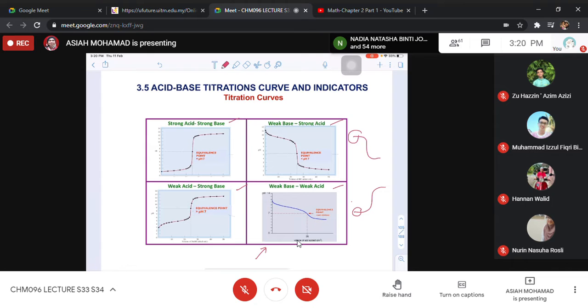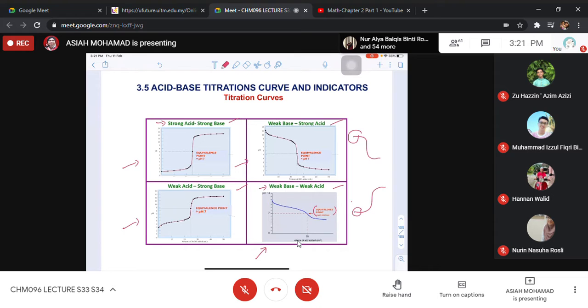But for this one, weak acid and weak base, there is no significant shape, because for the reaction between weak acid and weak base, the pH at equivalent point is not obvious as well, meaning that we cannot predict the pH at equivalent point for this type of reaction. But for all the other types of reaction, we can predict the pH at equivalent point, depending on the type of acid and base used.